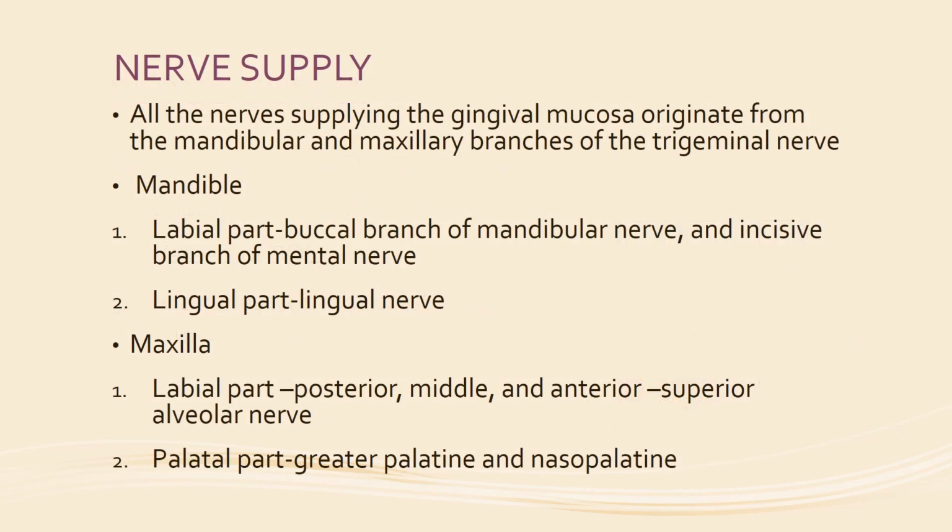Coming to nerve supply, all the nerves supplying the gingival mucosa originate from the mandibular and maxillary branches of the trigeminal nerve. In the mandible, the buccal branch of the mandibular nerve and the incisive branch of the mental nerve supply the labial part, and the lingual nerve supplies the lingual part. In the maxilla, the labial part is supplied by the posterior, middle and anterior superior alveolar nerves.